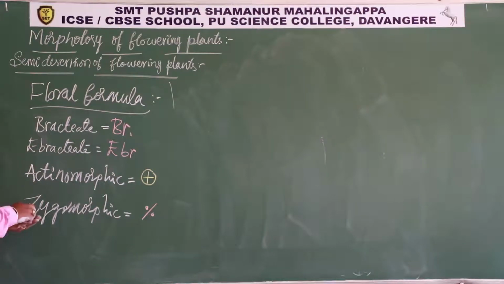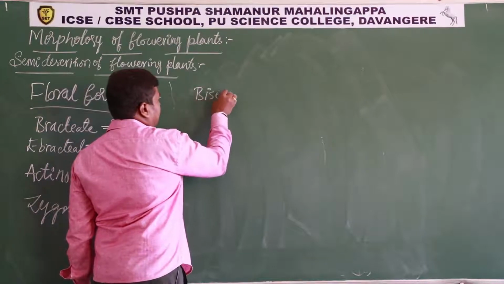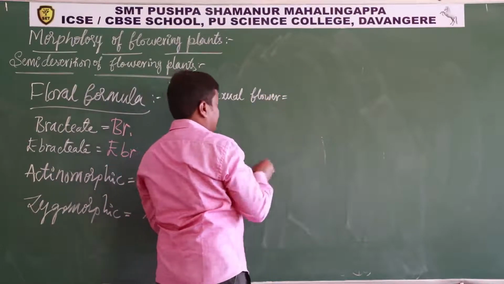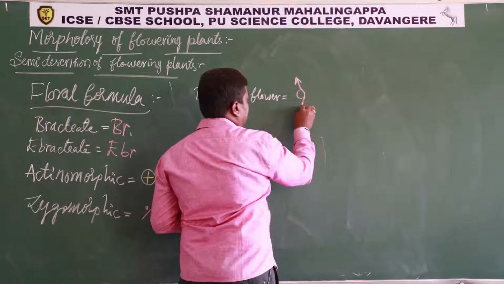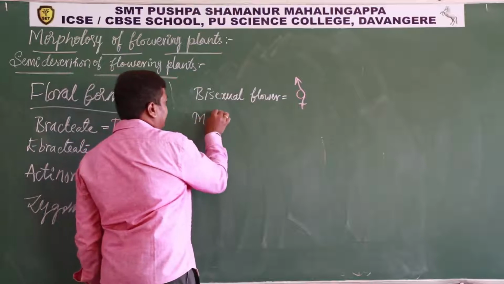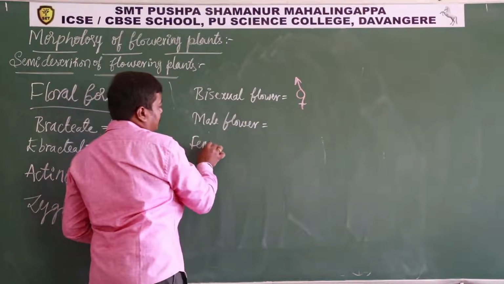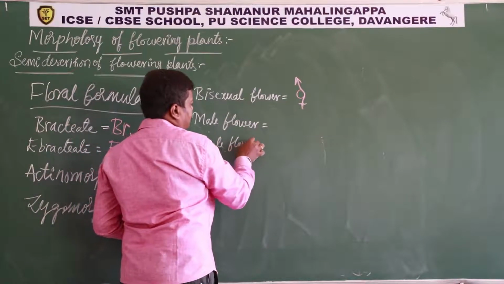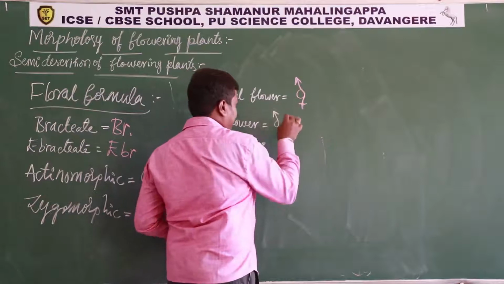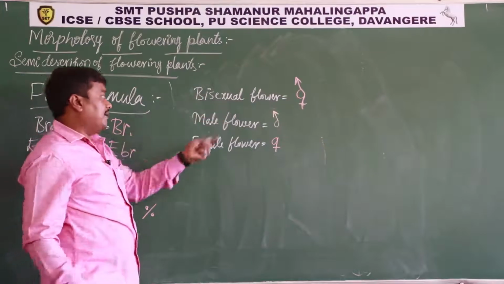Okay, then come to bisexual flower. If it is a bisexual flower, it can be written like this. So this indicates bisexual. Okay, if it is a male flower, and for a female flower, and if the flower is unisexual, there are symbols for male flower and for female flower. If both male and female are present, it is a bisexual flower.